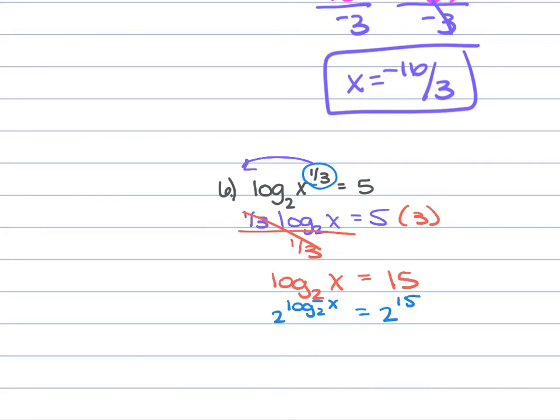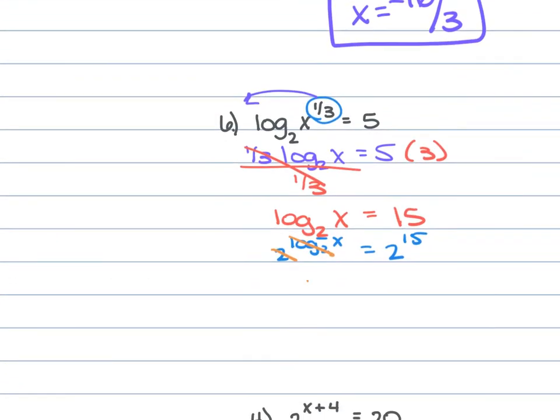From here, we can cancel out the 2 and the log 2, so it's just going to be x is equal to 2 to the 15th power. 2 to the 15th power is 32,768.